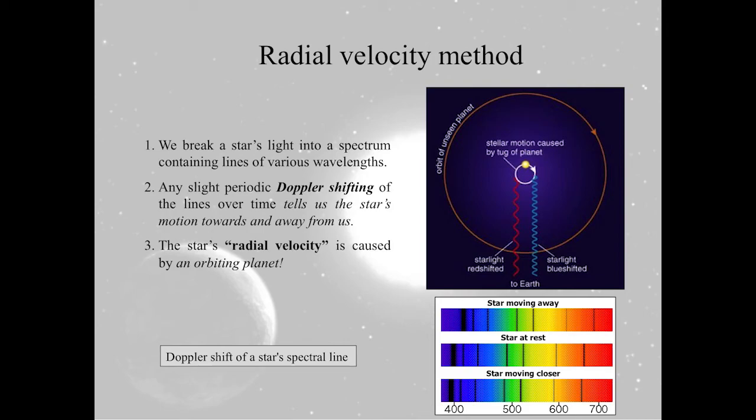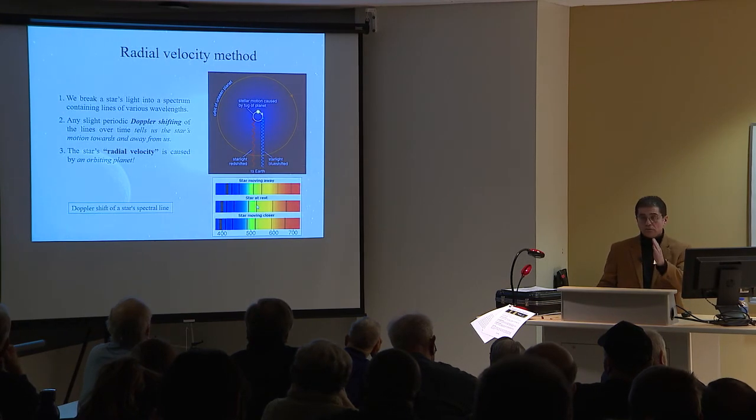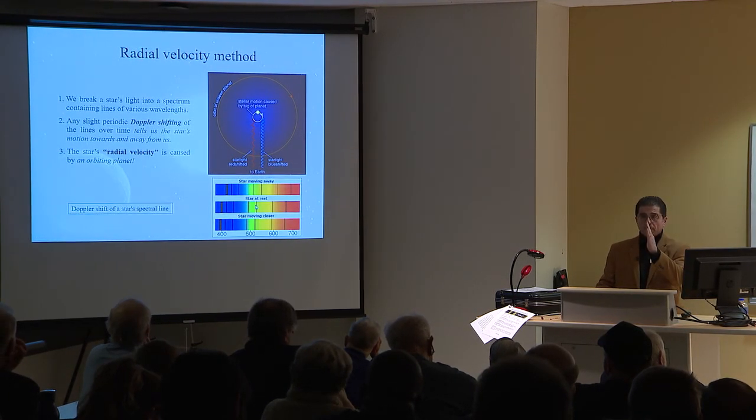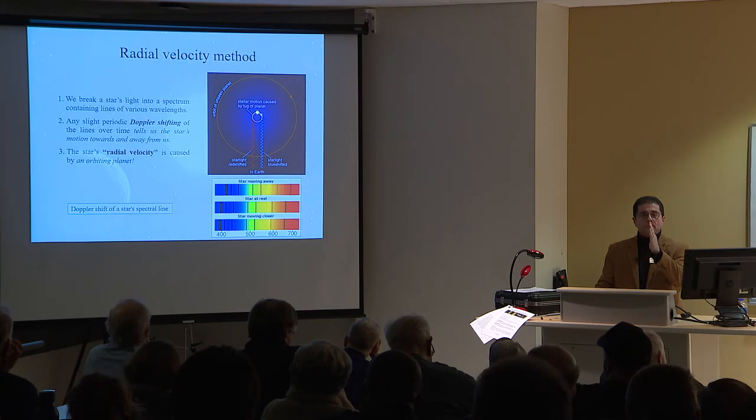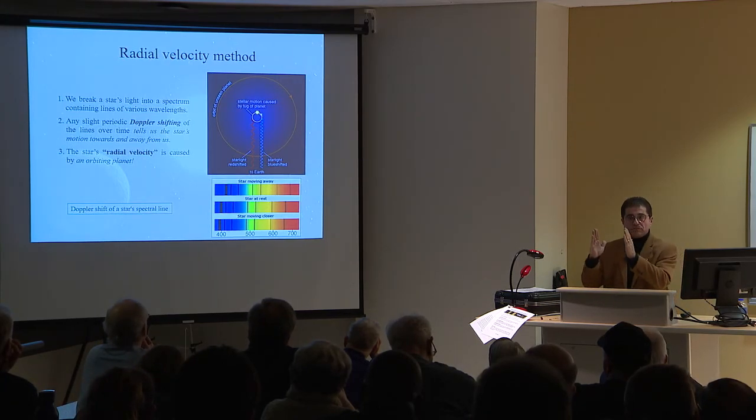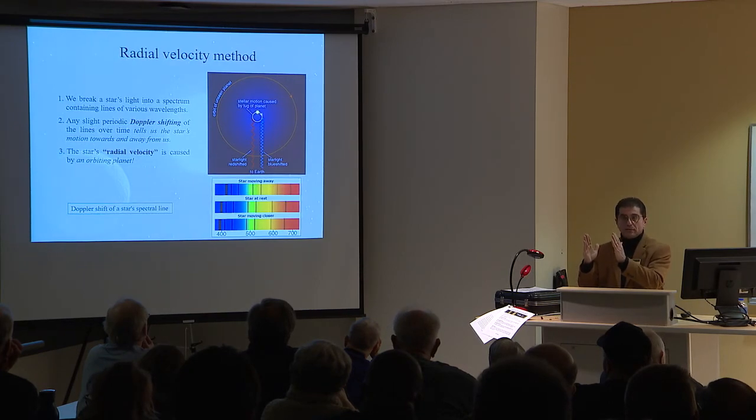So the term for this is Doppler shift. The Doppler shift. In other words, if the star is at rest, the lines have a certain specific position in the spectrum. But if the star is moving away from us, those lines all shift towards the red.